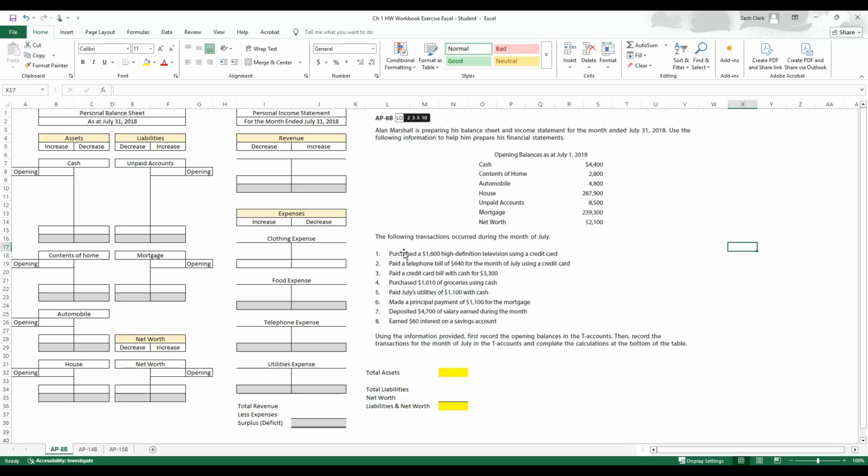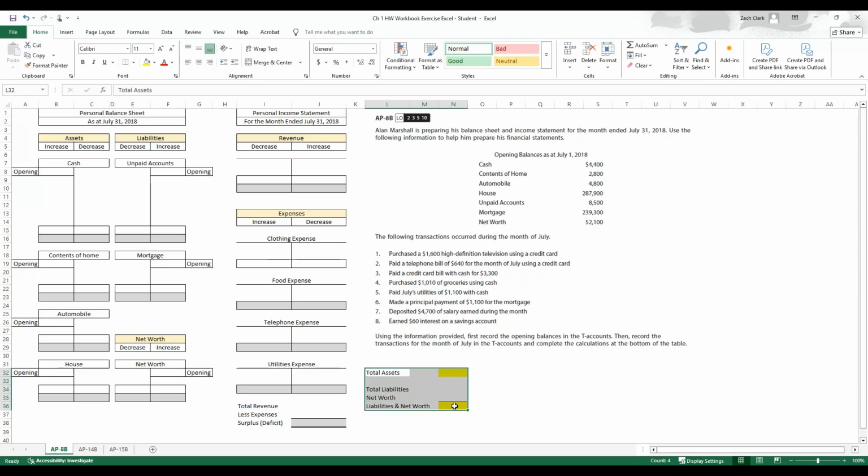And then during the month of July, we have a whole breakdown of different transactions that happened. And we are going to account for those in our spreadsheet here. And as it notes here, we're going to record our opening balances in the T accounts, which is what these are here. You can see sort of the T shape, crosswise and down. And then we will record, so for step 1, we're going to record the opening balances. Step 2, we're going to record all these transactions. And then we're going to complete the calculations.